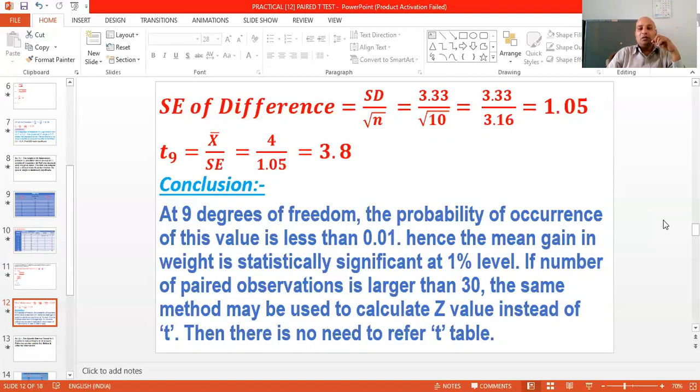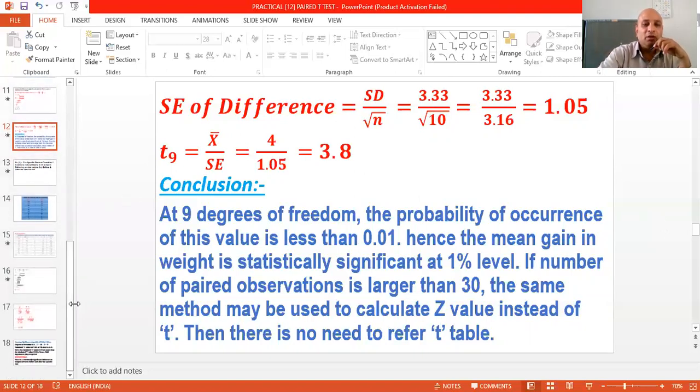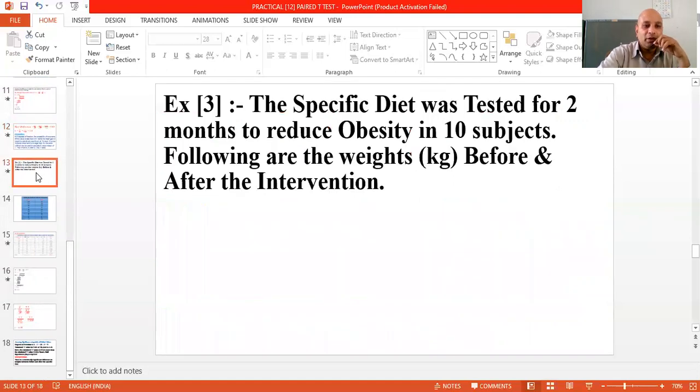If the number of paired observations is larger than 30, the same method may be used to calculate the Z value instead of t, and there is no need to refer to the t table. Another example where we refer to the t table. Next example.